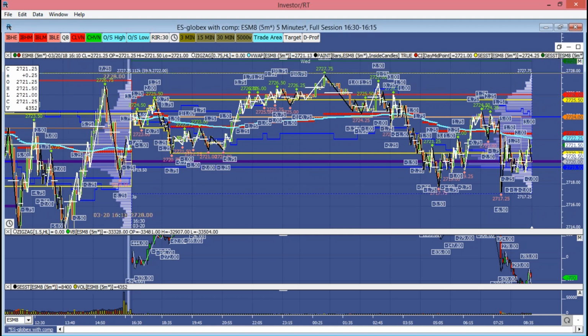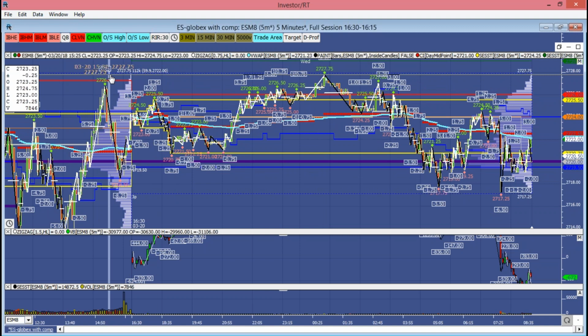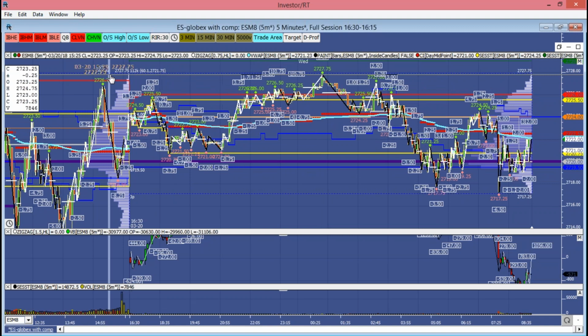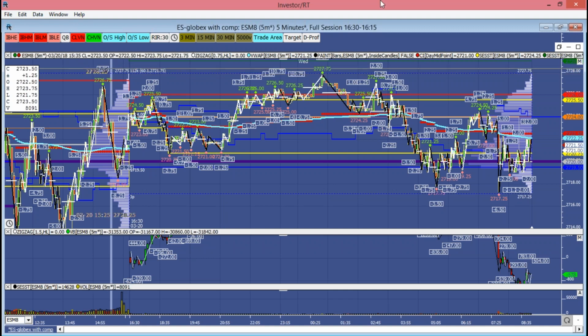Now, notice that the high overnight and the high from yesterday at 27.75 is a double top. I am expecting that to be a weak high. Therefore, I'm thinking that we're probably going to make a move up prior to the Fed announcement and try to make our way back towards that 2750 area.